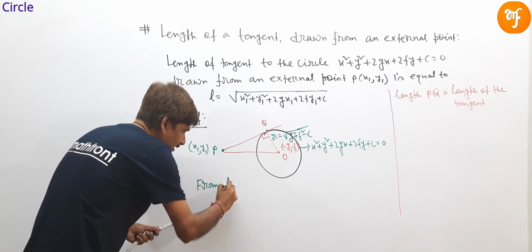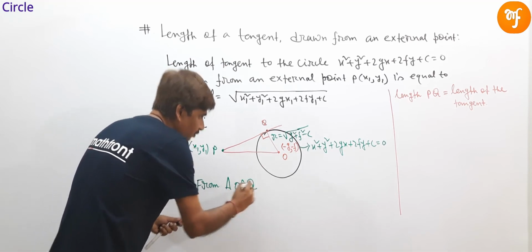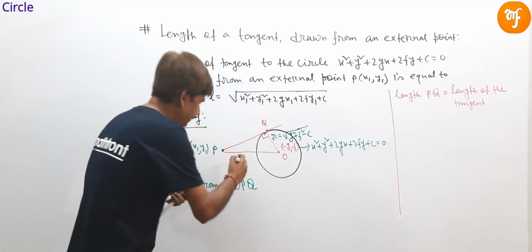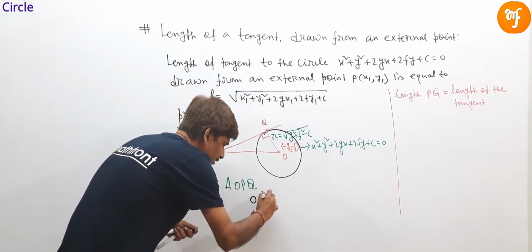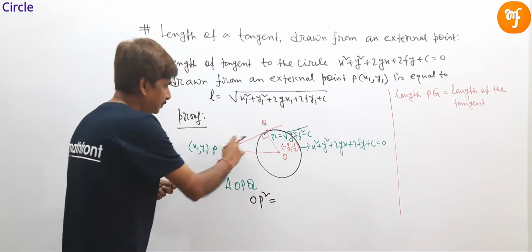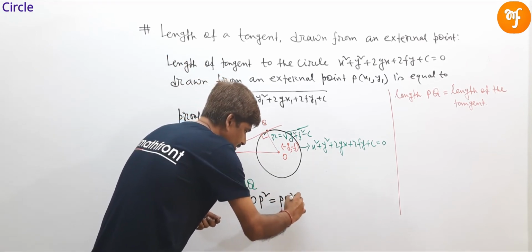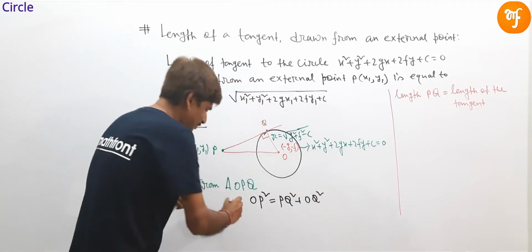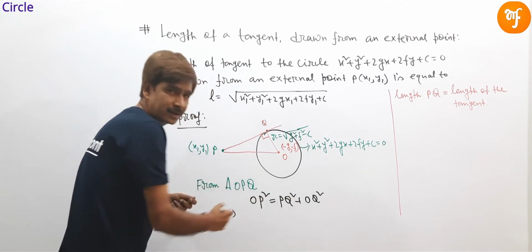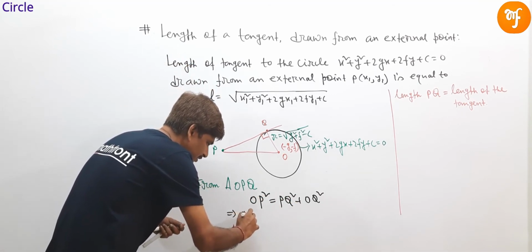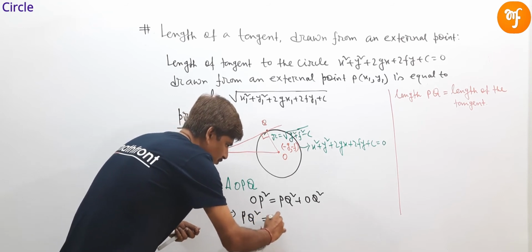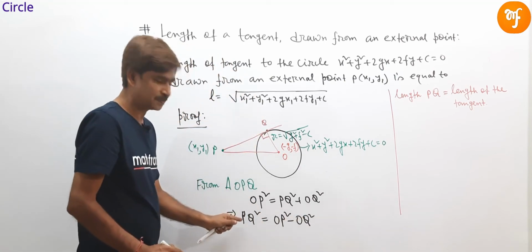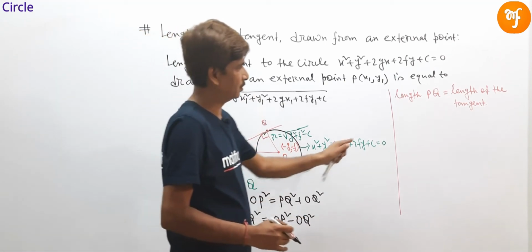From triangle OPQ, applying the Pythagoras theorem, what can we say? OP square is equal to PQ square plus OQ square. So what is PQ square? PQ square can be written as OP square minus OQ square. And this PQ is the length of the tangent which we write here.